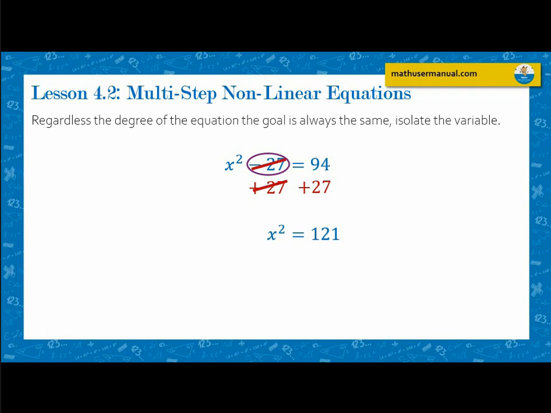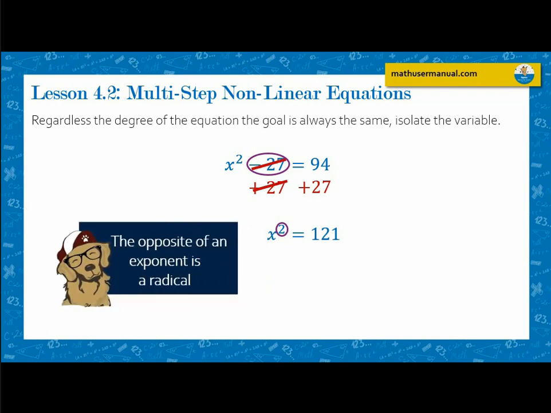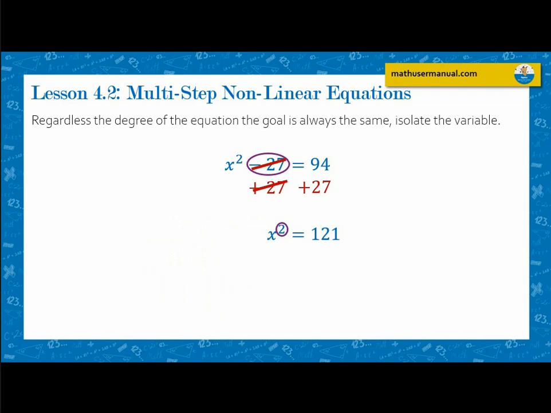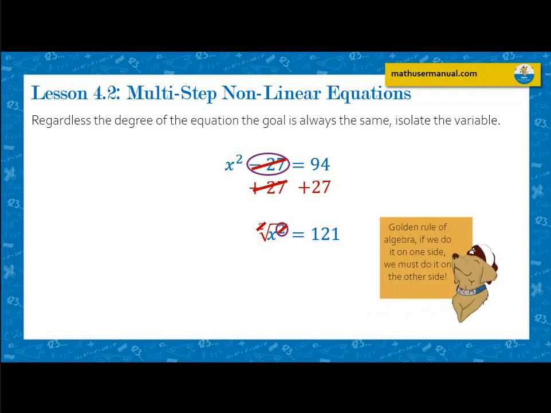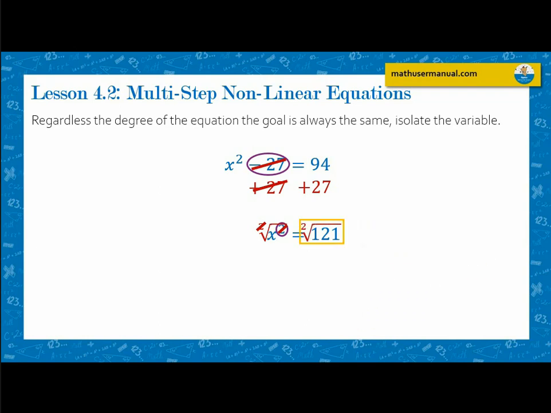And now this is a one-step nonlinear equation in which we can take care of the exponent of 2. And we know the opposite of an exponent, as we learned in lesson 4.1, is a radical. But the radical must have the same index as the exponent. So if this is an x squared, then we must take the square root. That way the radical and the exponent cancel. But the golden rule of algebra remains. We do it on one side, we must also take the square root on the right side. The square root of 121 is equal to 11.